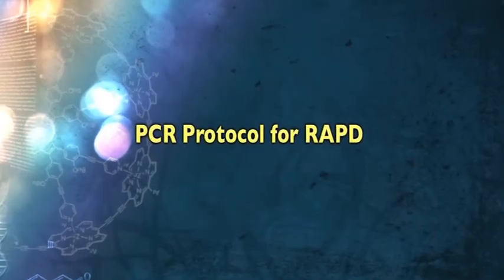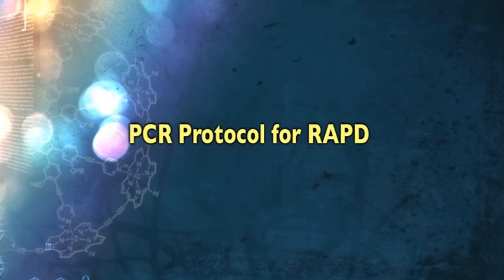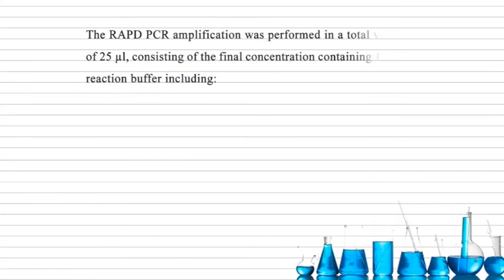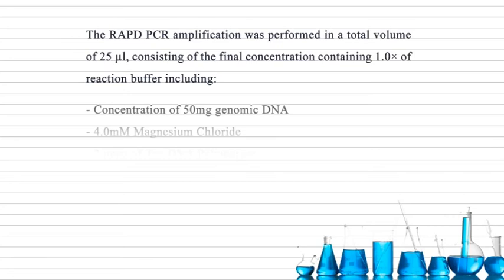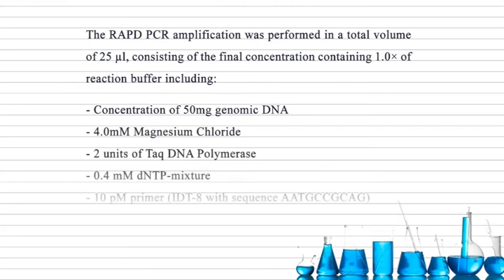Next is the PCR protocol for RAPD, or random amplified polymorphic DNA. The RAPD PCR amplification was performed in a total volume of 25 microliter consisting of the final concentration containing 1x of reaction buffer, 50 nanogram genomic DNA, 4 millimolar magnesium chloride, 2 units of Taq DNA polymerase, 0.4 millimolar of dNTP mixture and 10 picomolar of primer.